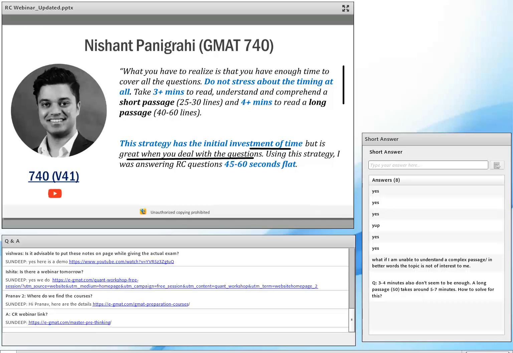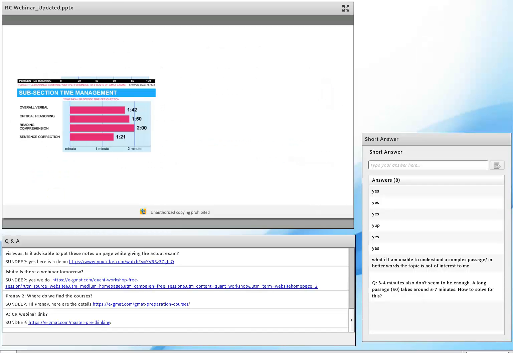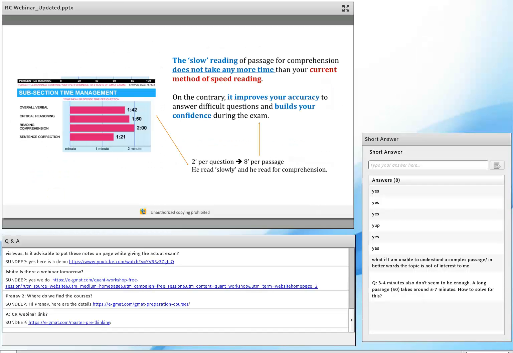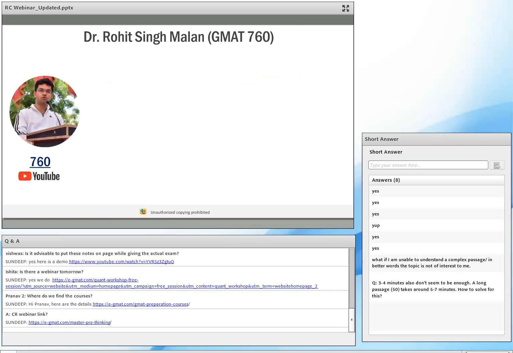The beauty of this is it's not about timing. It's about what I call total productive time, which is the percentage of time you spend to answer questions correctly. And you're going to find that your total productive time is going to be much higher as you do this. Okay, this is Nishant's ESR, by the way. And you can get this.